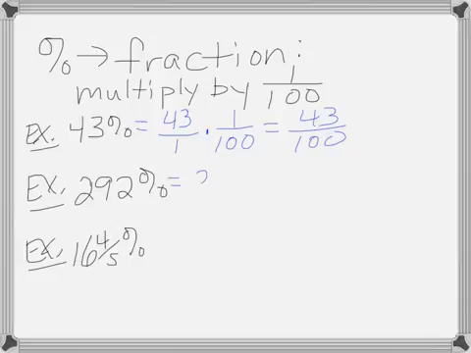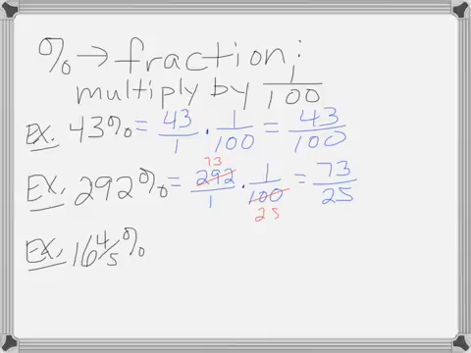292%. So 292 over 1 times 1 over 100. I can reduce diagonally a little bit here. Both 292 and 100 divide by 4. So 292 divided by 4 is 73. 100 divided by 4 is 25. Now multiply tops and multiply bottoms, and we have 73 over 25. And you can just leave it improper like that.